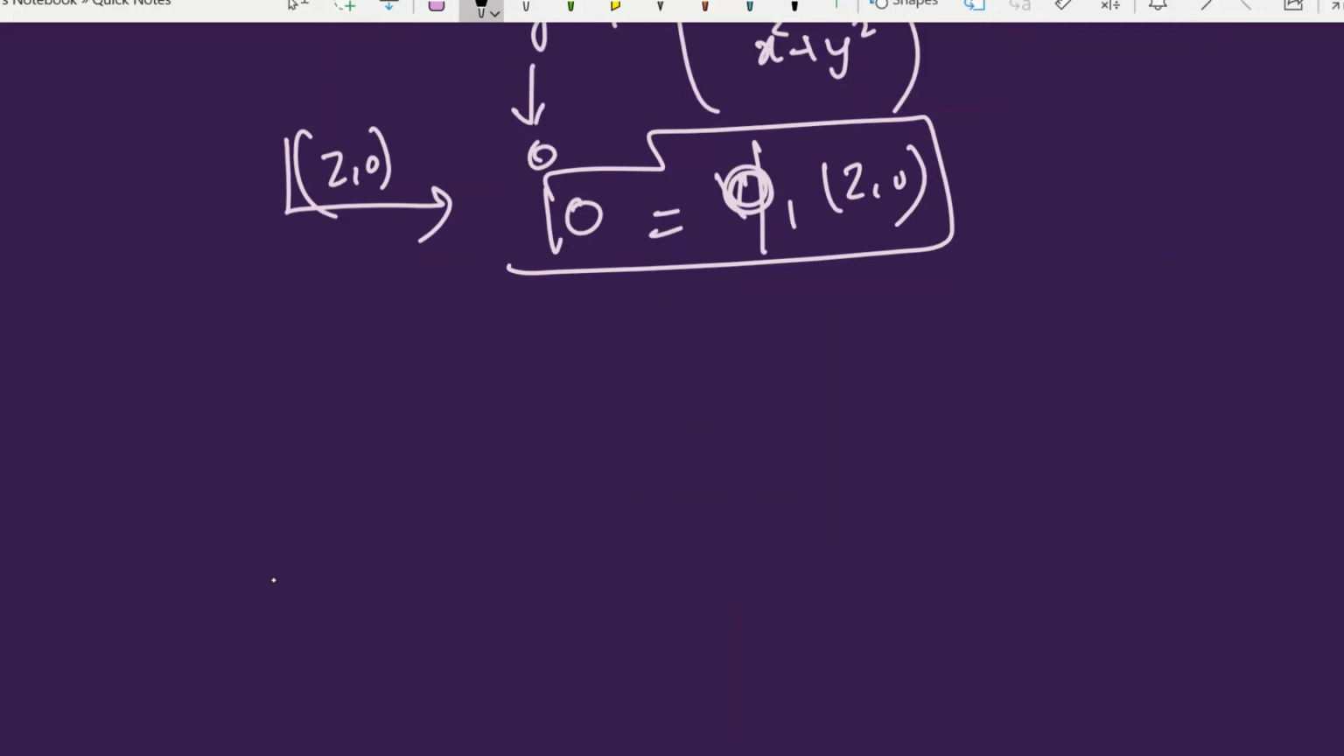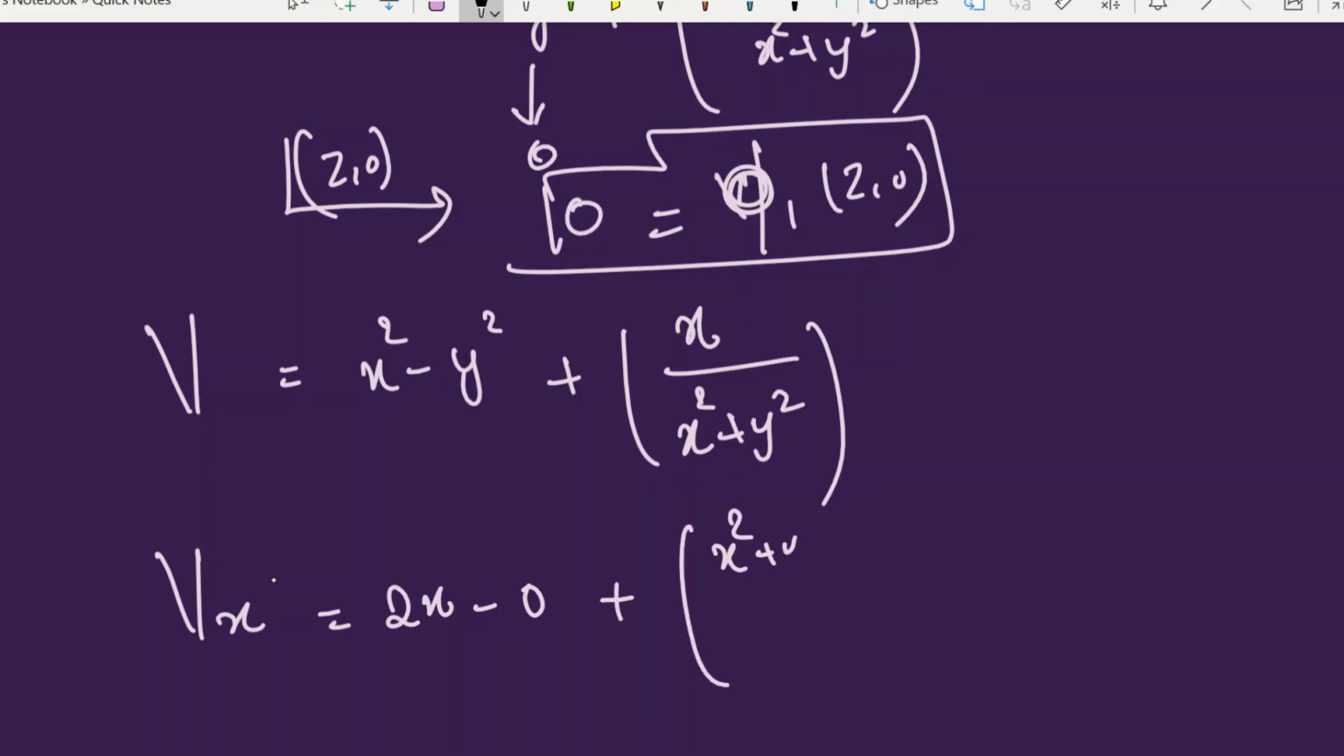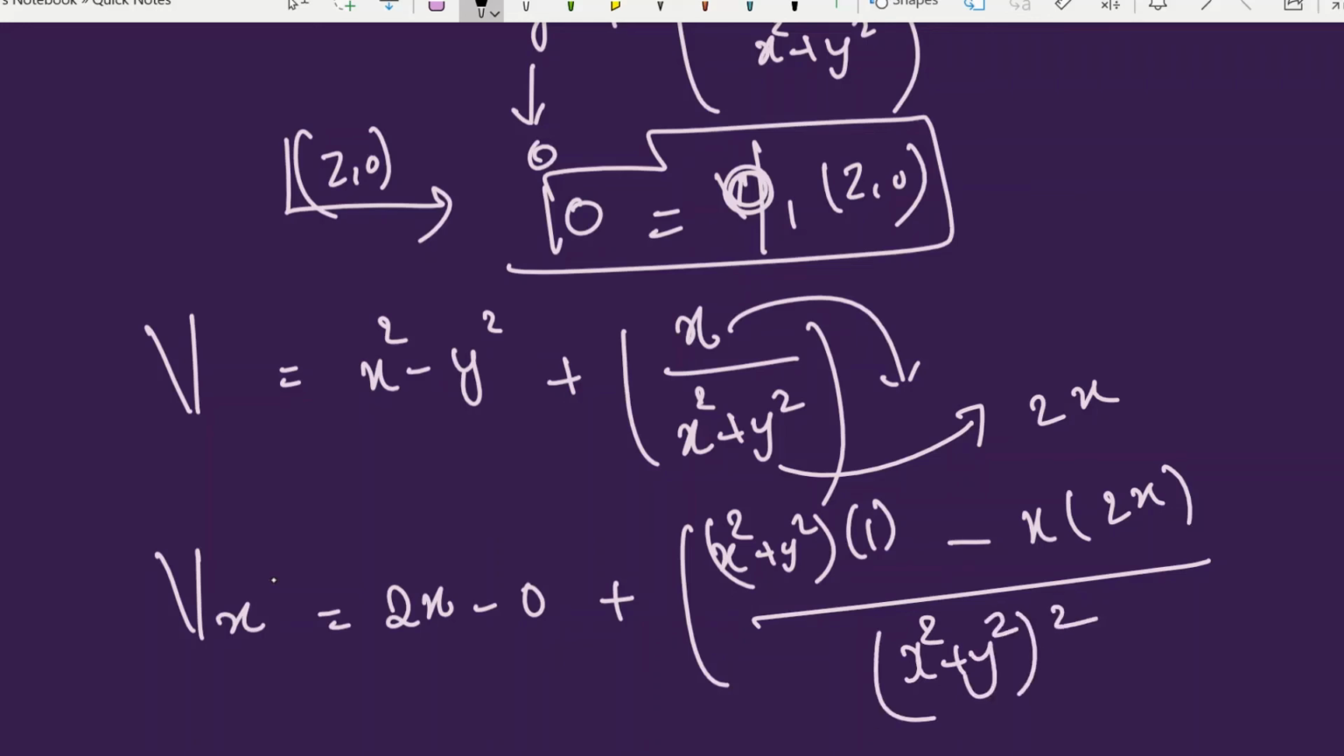Next, v should be differentiated with respect to x. Let me write the value again, x by x square plus y square. So v with respect to x: x square differentiation is 2x, y differentiation is 0. Here quotient rule: denominator times differentiation of numerator, which is 1, minus numerator times differentiation of denominator with respect to x, so 2 times x, divided by x square plus y square whole square.